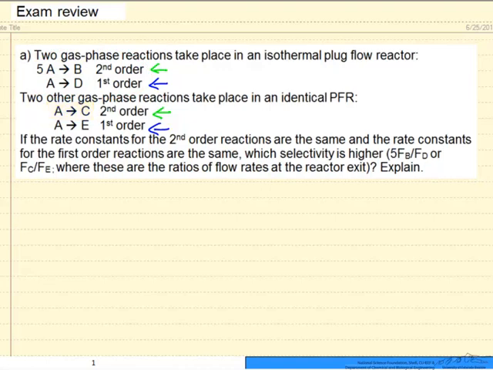And the question is, if we look at the exit of the reactor, we look at molar flow rates, so 5 times the molar flow rate of B over molar flow rate of D, and we want to compare that to the molar flow rate of C over the molar flow rate of E. The question is, which one of these is higher?